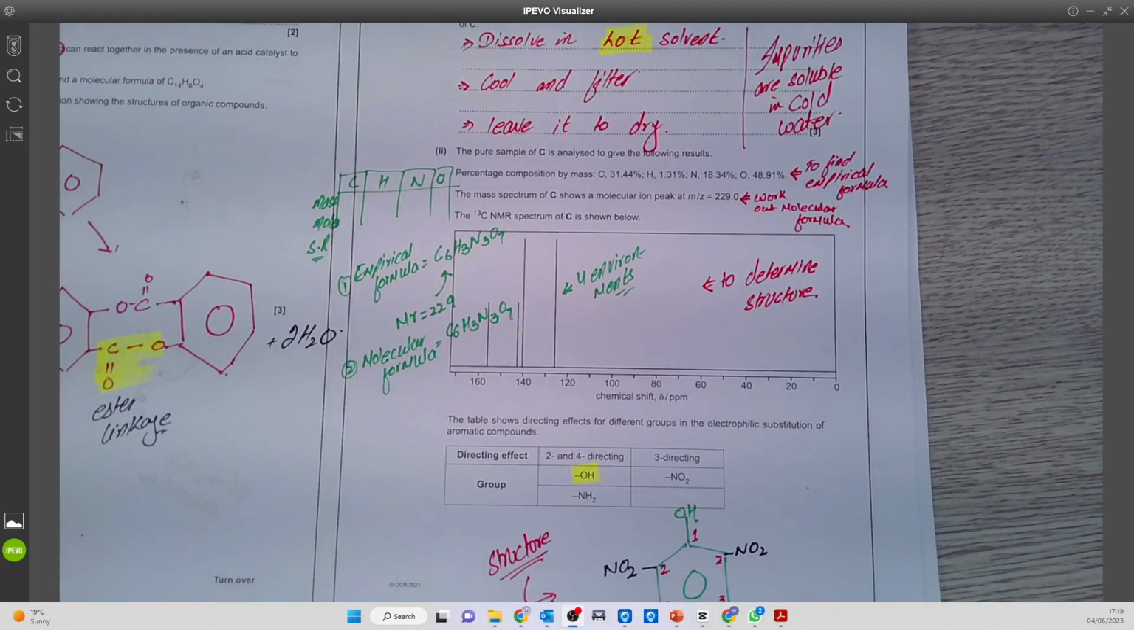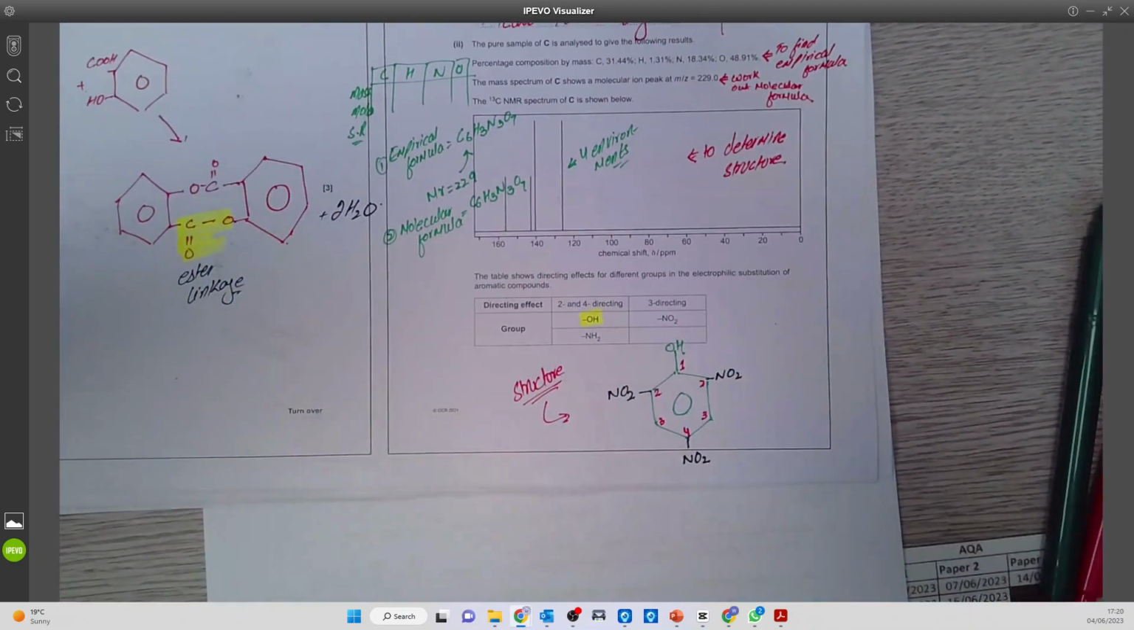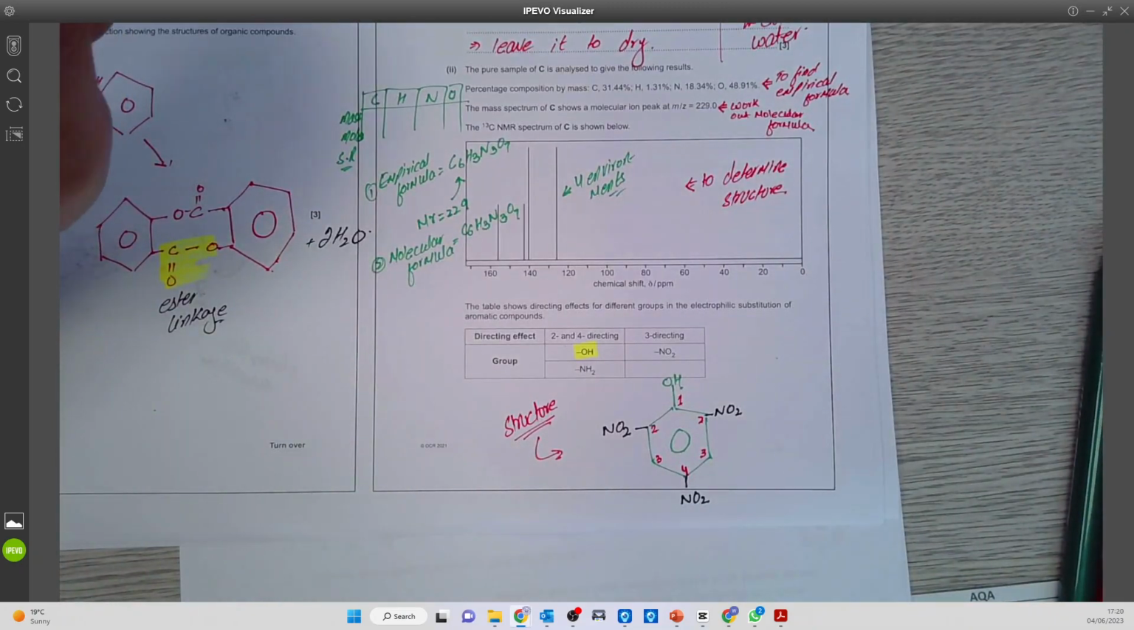I just want to say, when they give you the MR and the percentage composition by mass, why do you have to work out the empirical formula? Because you can just work out the molecular formula.